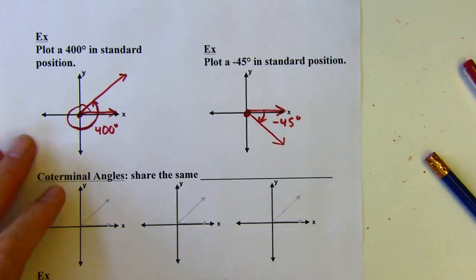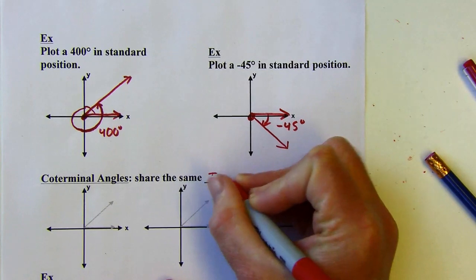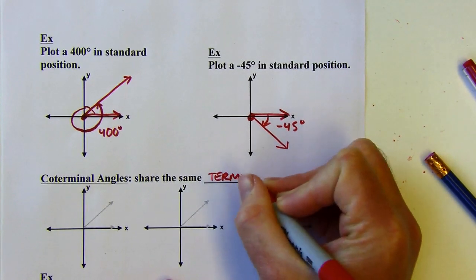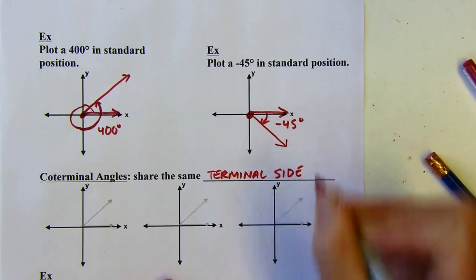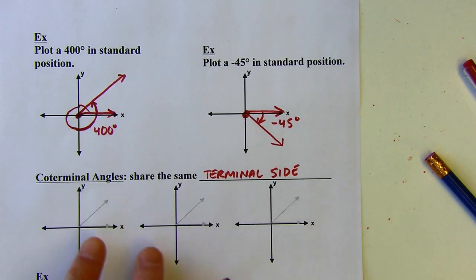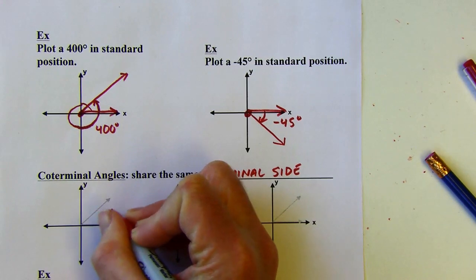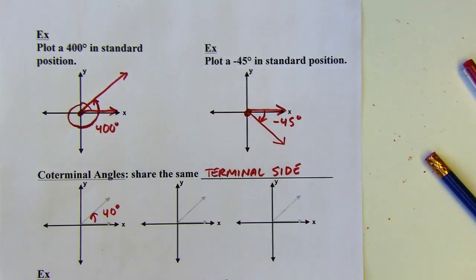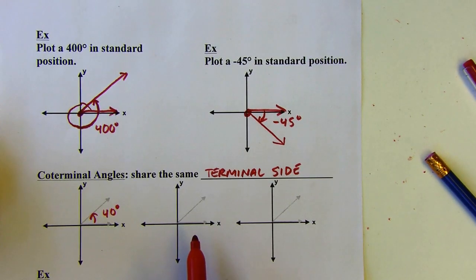So coterminal angles are angles that share the same terminal side. Okay, so I've got three different angles. You can't see the bottom side very well, but I've got three different angles that look identical here. Okay, but they're going to be coterminal angles, but they're going to be different measures. Let's say that this is a 40-degree angle right here. Okay. So that's going to be the same. It's going to look the same as a 400-degree angle.